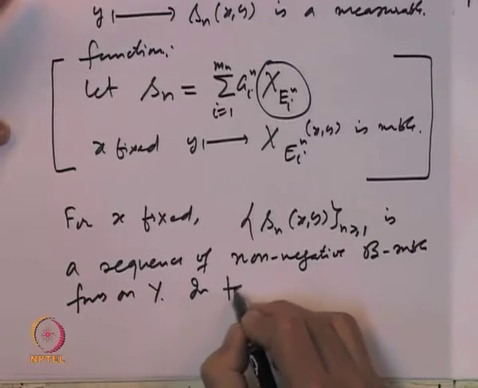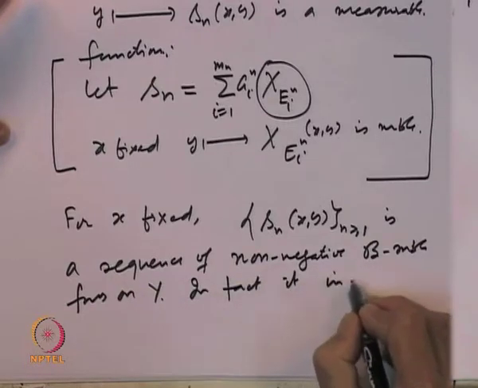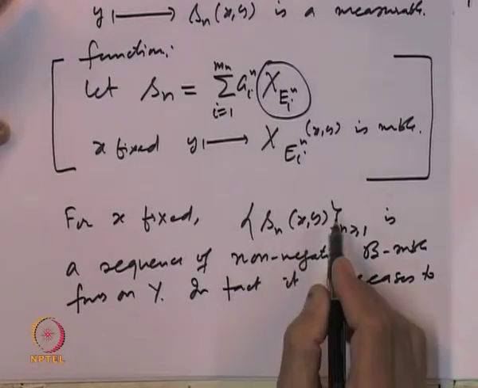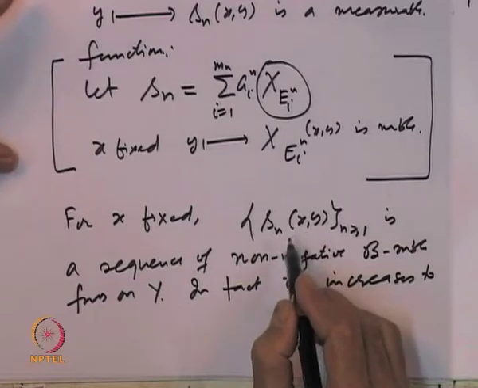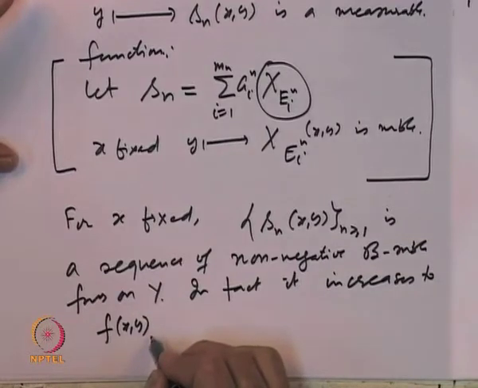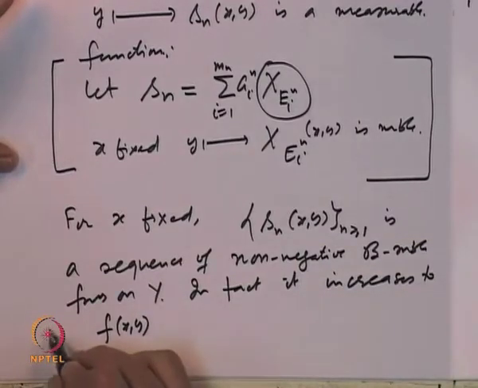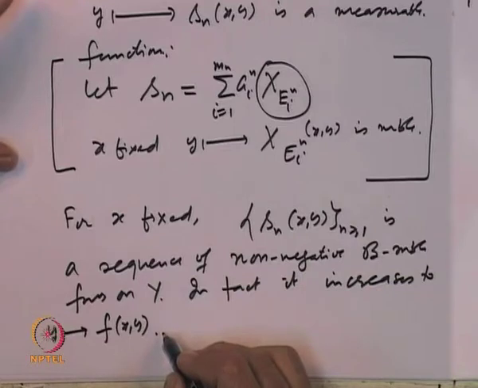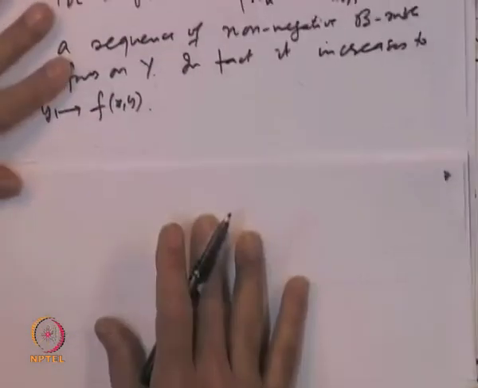In fact, it increases to f, because S n increases to f. So, when we fix one of the variables x, this is going to increase to the function f of x, y, x fixed, as a function of y. So, it increases to the function y going to f of x, y. So, it is a perfect setting for application of the monotone convergence theorem.